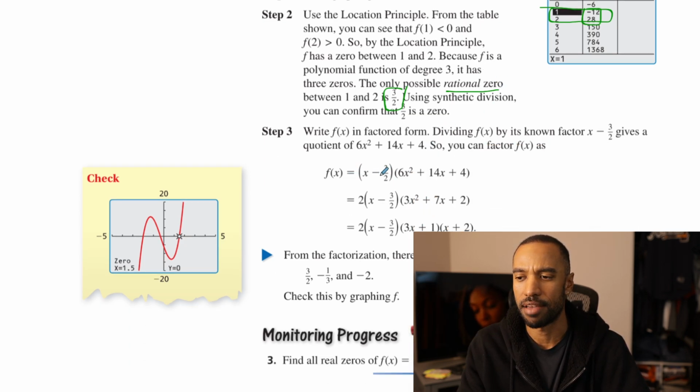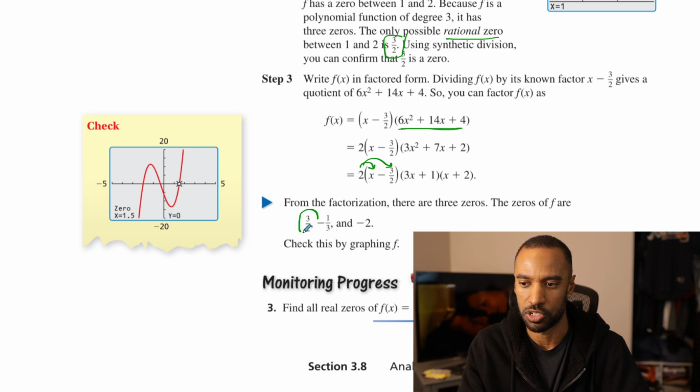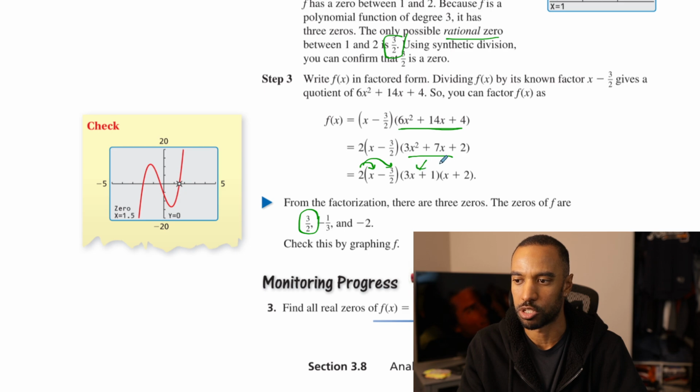So if x minus 3/2 is one of the factors, use synthetic division on that and you end up getting this other polynomial. Factor the 2 out of here and distribute it. Oh, they never did distribute it. Normally I'd distribute it into this guy. I guess they don't, only because they know that 3/2 is one of the x-intercepts you have to find anyway. Normally I would. But this quadratic factors now to 3x plus 1 times x plus 2.